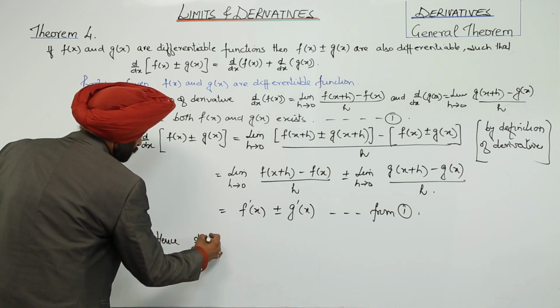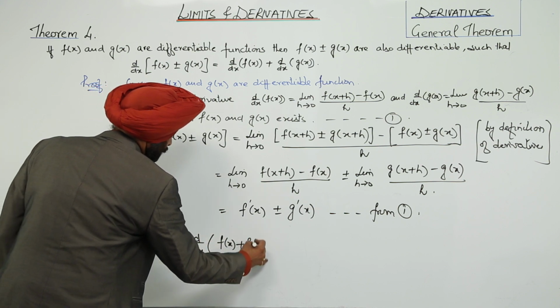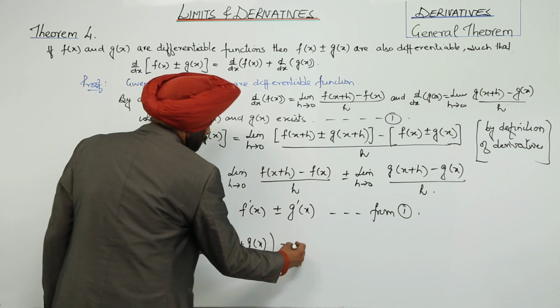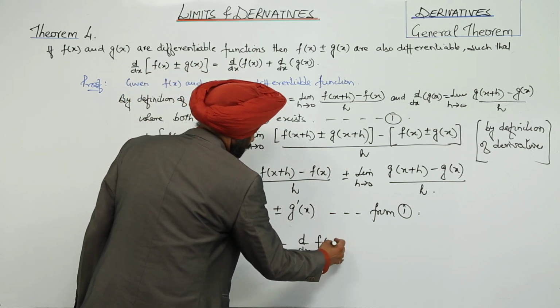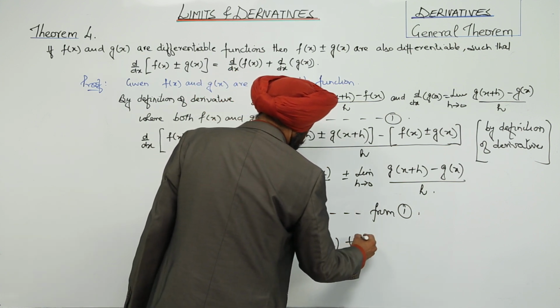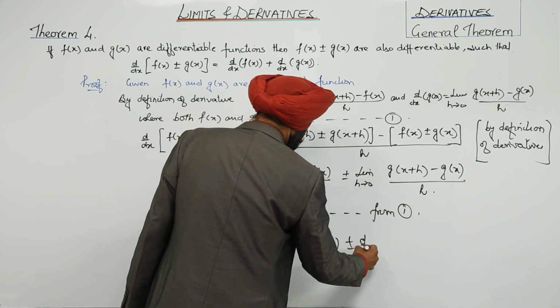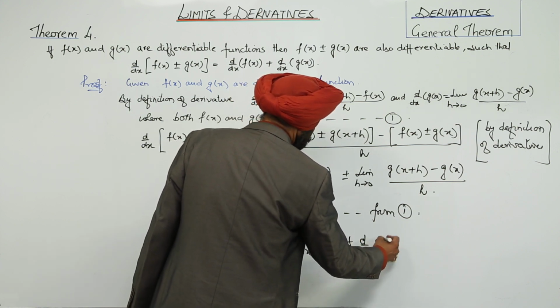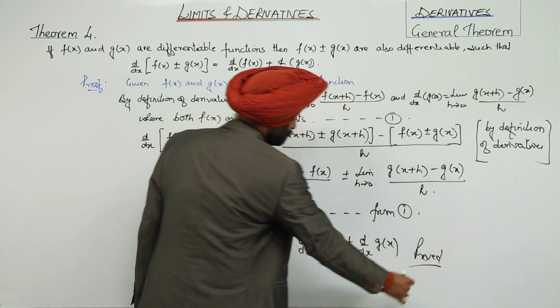Hence d by dx of f(x) plus minus g(x) is equal to d by dx of f(x) plus minus d by dx of g(x). Proved.